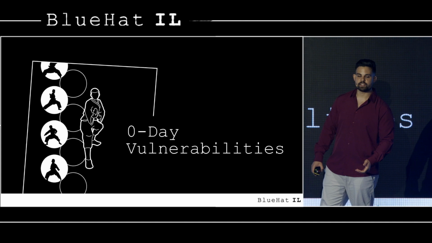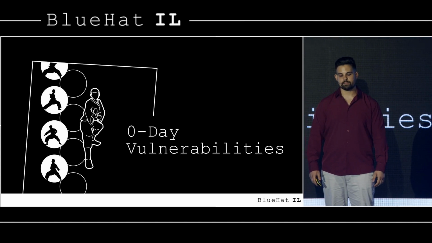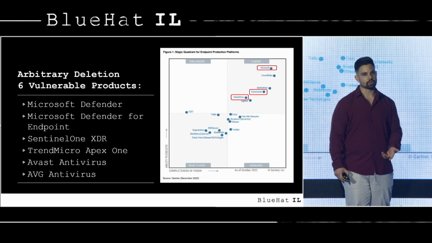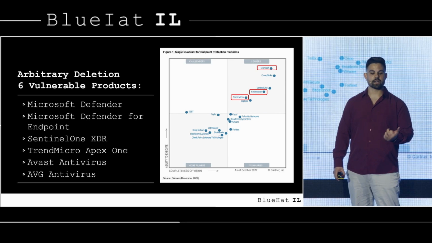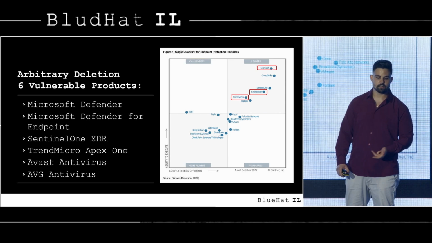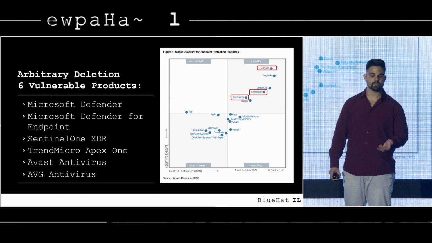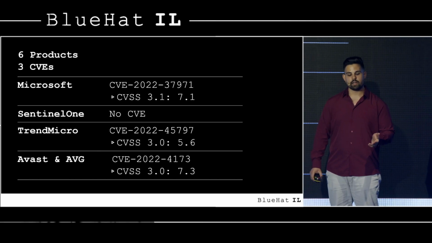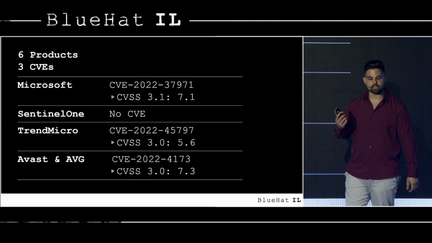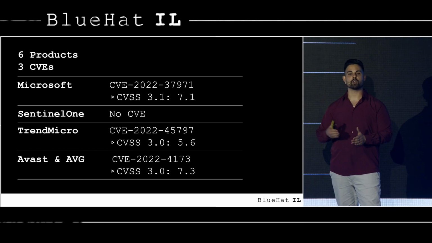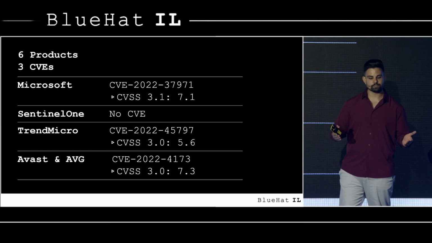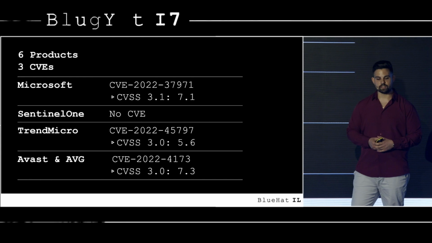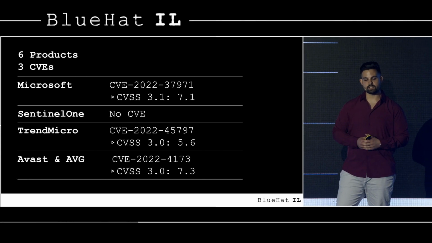So let's first start with the zero-day vulnerabilities that I found as part of this research. So 6 products were found to be vulnerable against these vulnerabilities. It's Microsoft Defender, Defender for Endpoint, Sentinel-1 XDR, Trend Micro Apex One, Avast Antivirus, and AVG Antivirus. Overall, 3 CVEs were granted. That is because apparently the vulnerability is in the same code for Defender and Defender for Endpoint. Unfortunately, Sentinel-1 did fix the issue but did not issue a CVE. Trend Micro, yeah, 1 CVE is expected.